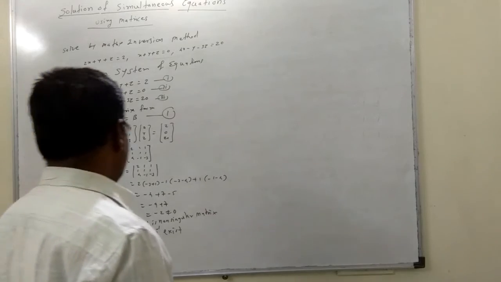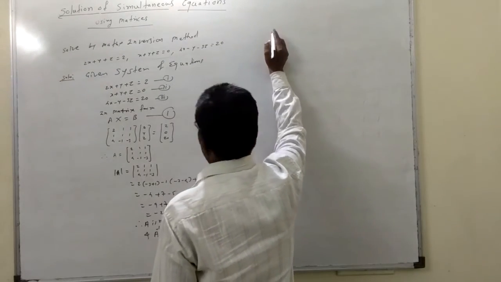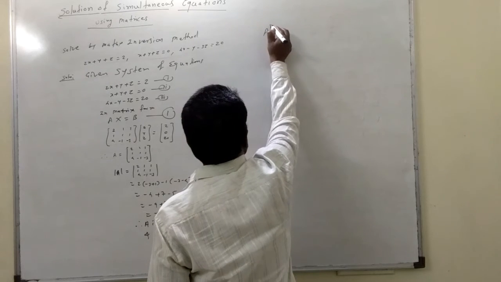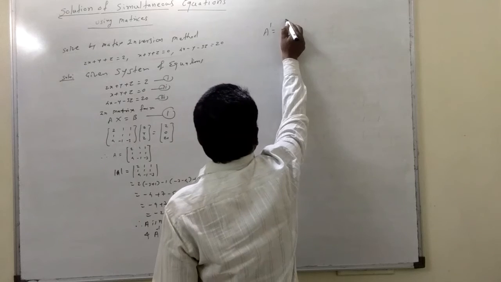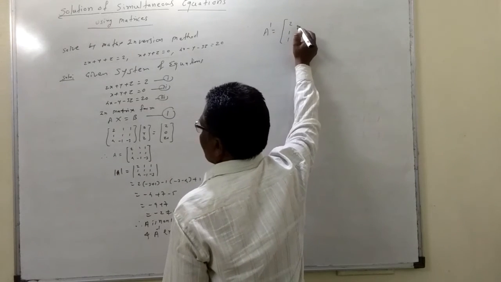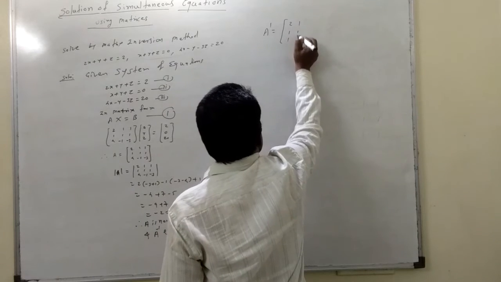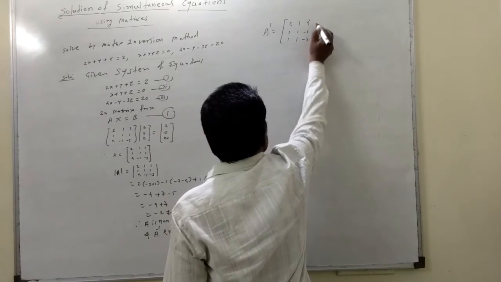So as A inverse exists, now we find the A inverse, so we will follow the adjoint method. So first we find out the transpose. So A transpose is equal to interchanging rows and columns. So 2 1 1, 1 1 1, 4 minus 1 minus 3.